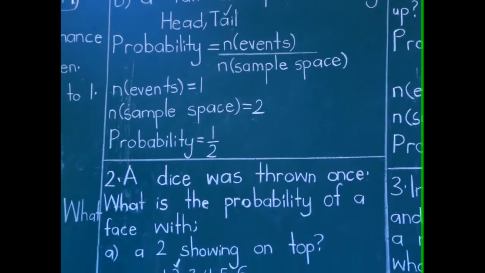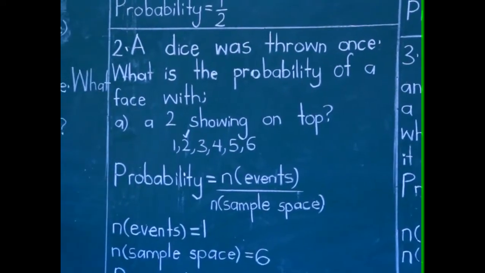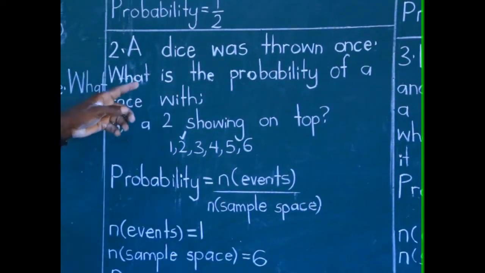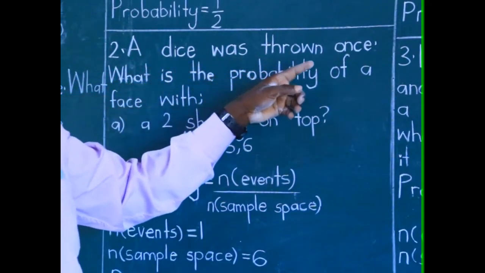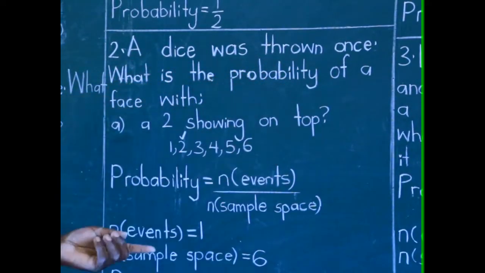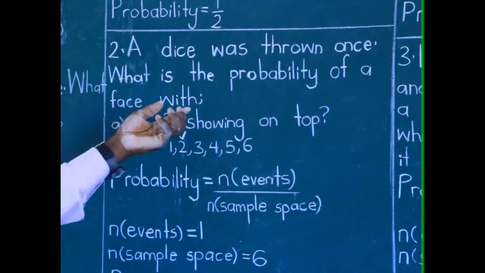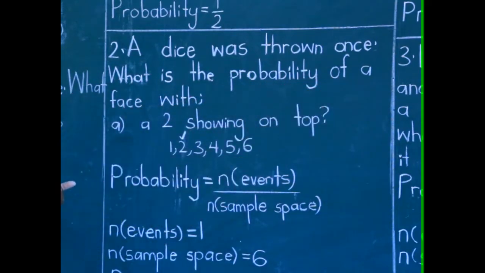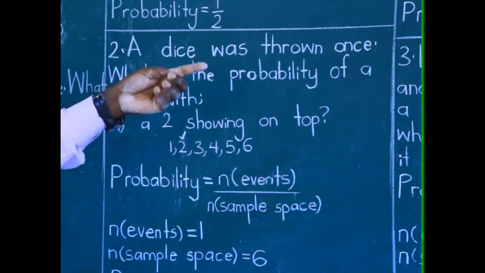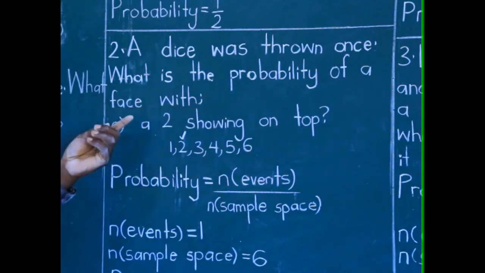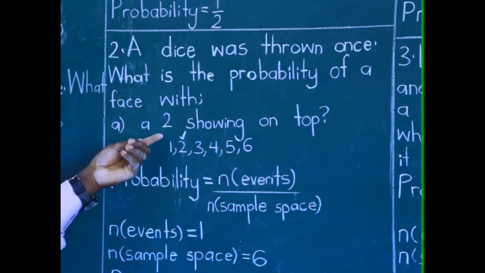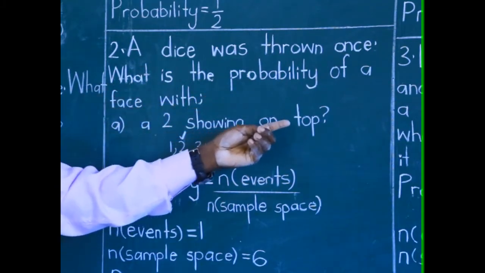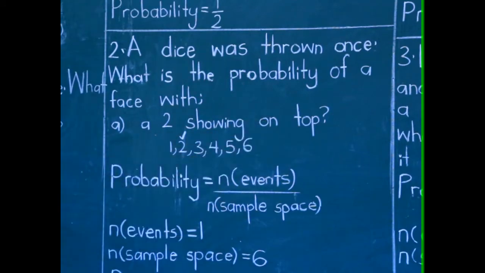Now we look at this other one, example number 2, which reads, a dice was thrown once or tossed once. They can use the word tossed. What is the probability of a face with a 2 showing on top? A dice was tossed once. What's the probability of a face with a 2 showing on top?